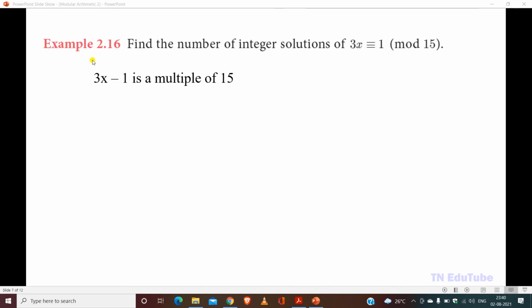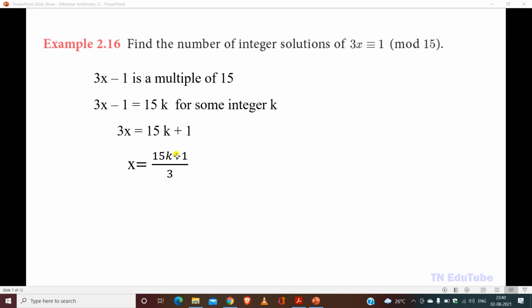Then 2.16. Find the number of integer solutions of 3x congruent to 1 mod 15. So take 1 on the left-hand side. 3x minus 1 is a multiple of 15, so we can write it as 15k for some integer k. You have to find the integer solution. So find x: 3x is equal to 15k plus 1.